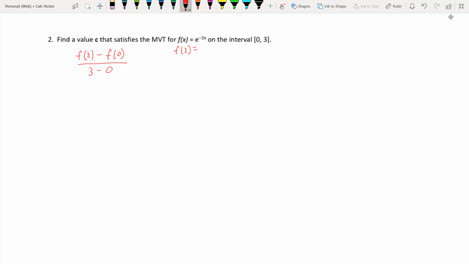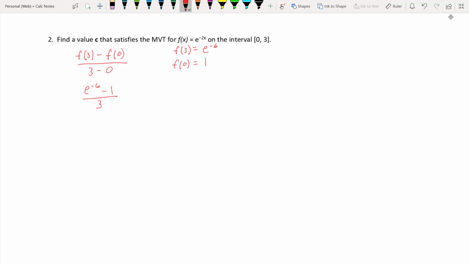That's going to equal e to the -6 power. And f of 0 is going to equal e to the 0, which is 1. So there's my two values. I'm going to plug those into my slope, and I'm going to have (e to the -6 minus 1) all over 3. Now I can't drop that e down to the bottom unless I split this fraction, so I'm just going to leave that as my slope for now.